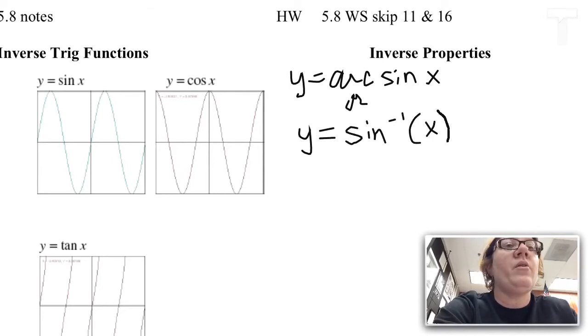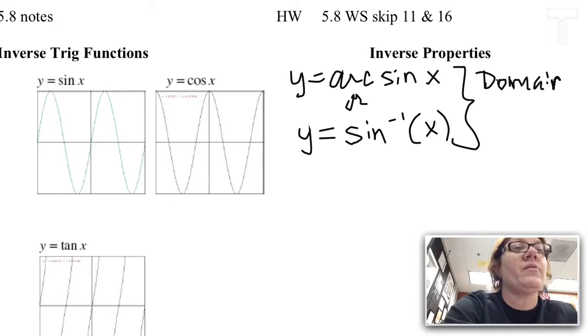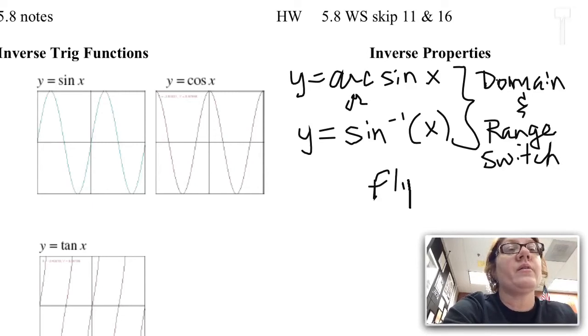So now remember on inverses the x's and y's trade places, which means that the domain and range trade places, because those are my x's and my y's. So what that means is that I get a flip about the line y equals x.